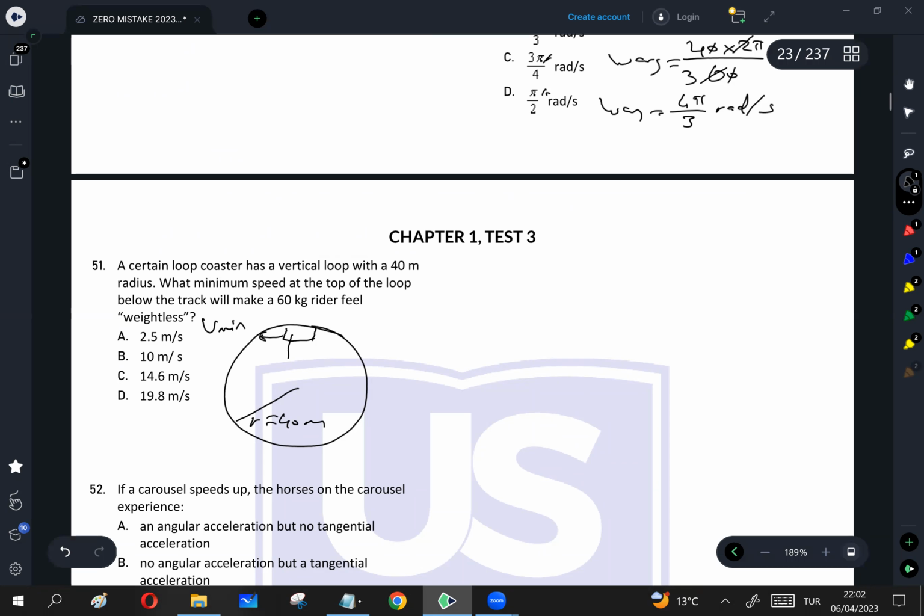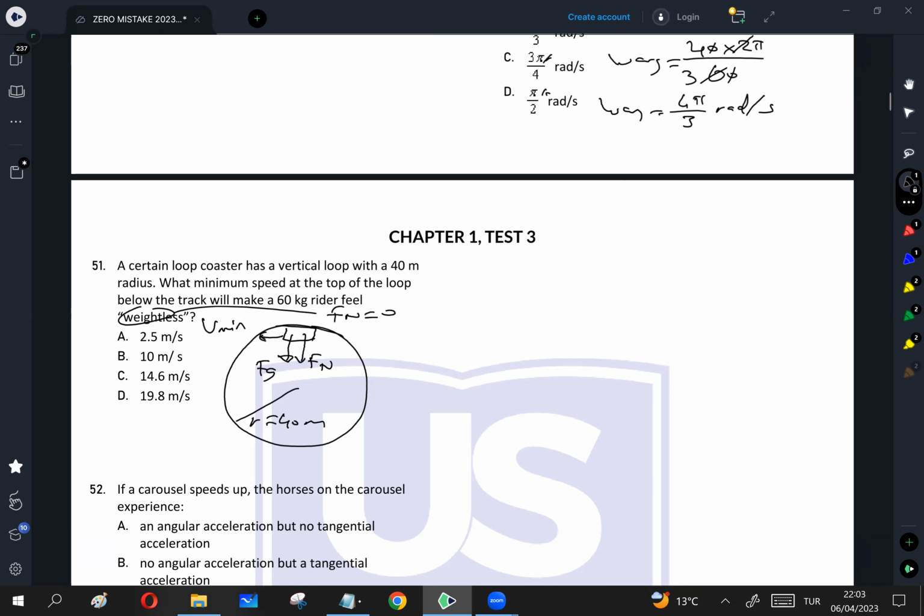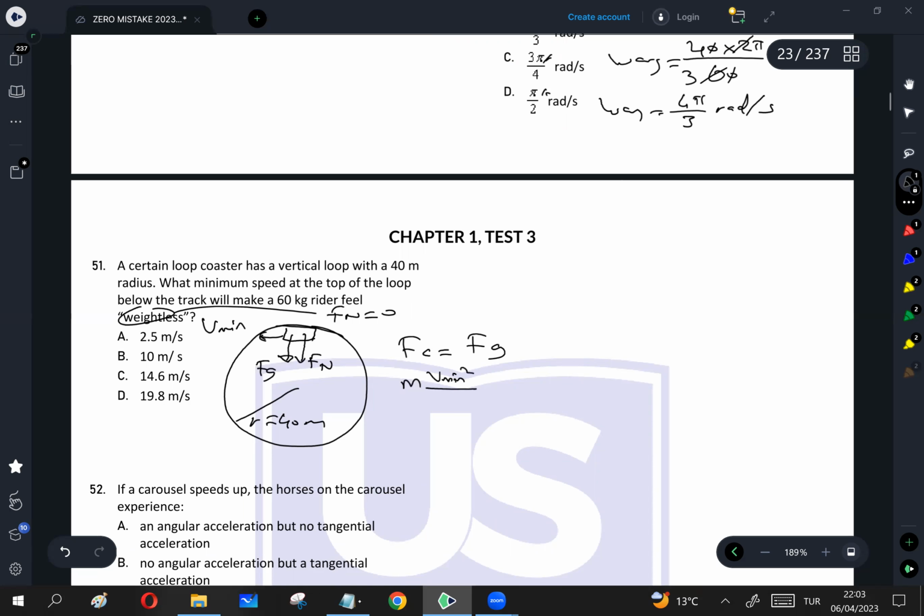Feeling weightless. There are two forces acting on the car in this position, Fg and Fn by the track. Fn is downward this time because the track is above. But if you want to feel weightless, Fn must be equal to 0. This is the condition for feeling weightless. So the only force acting on the coaster is going to be Fg as a centripetal force. Fc is going to be Fg. V minimum squared divided by R is mg. The m's will simplify. The minimum speed squared is R times g.